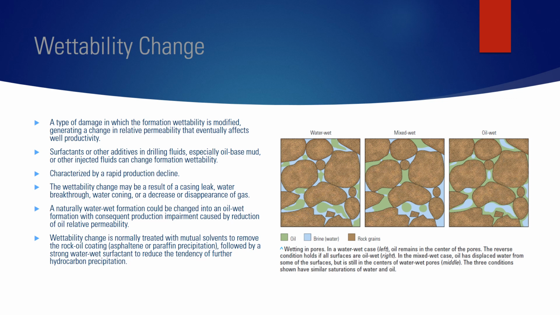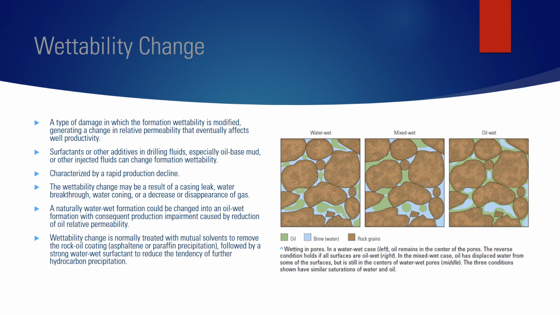A naturally water-wet formation could be changed into an oil-wet formation with consequent production impairment caused by reduction of oil relative permeability. Wettability change is normally treated with mutual solvents to remove the rock oil coating, asphaltene or paraffin precipitation, followed by a strong water-wet surfactant to reduce the tendency of further hydrocarbon precipitation.